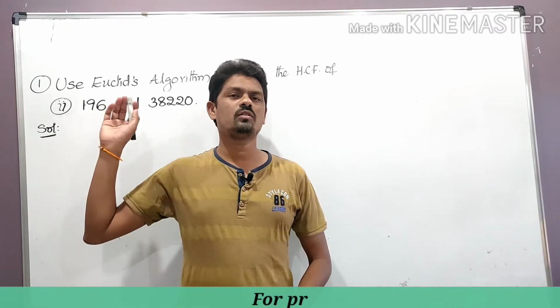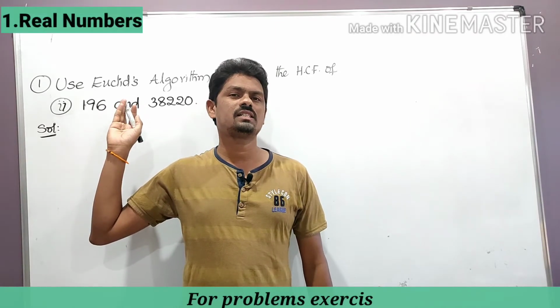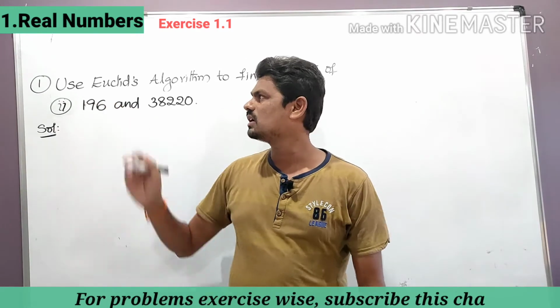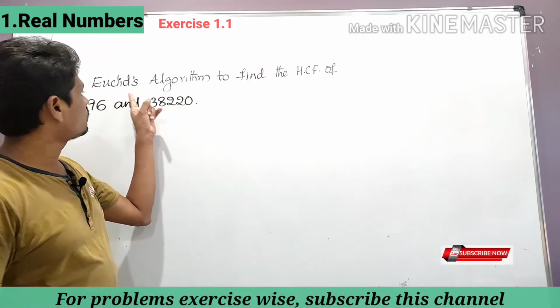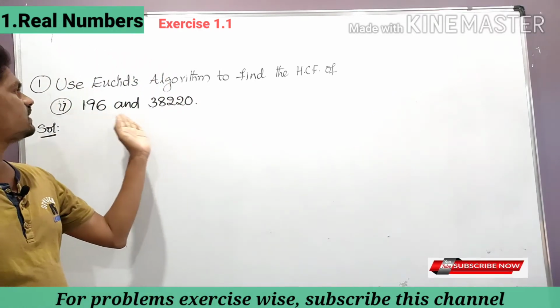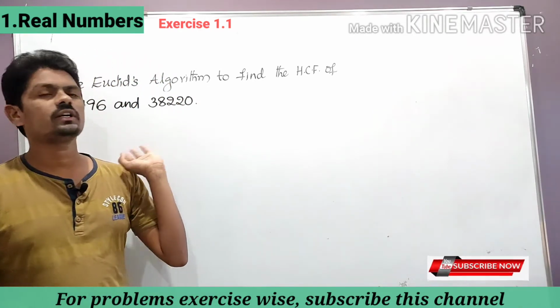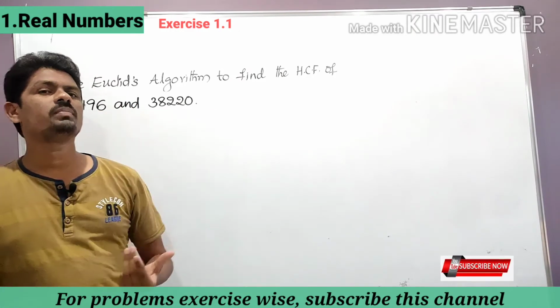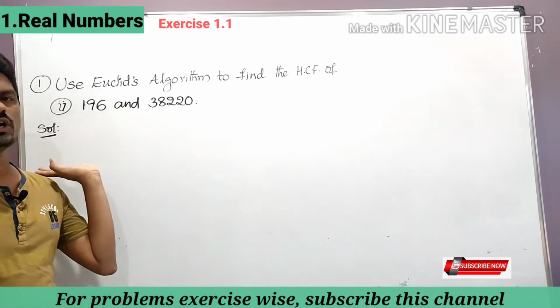Today we are going to solve a problem from the chapter Real Numbers, Exercise 1.1. First problem, student, see here. Use Euclid's algorithm to find the HCF of 196 and 38,220. Student, there are 3 bits in the first problem. Already we have completed the first bit. This is the second bit, student.